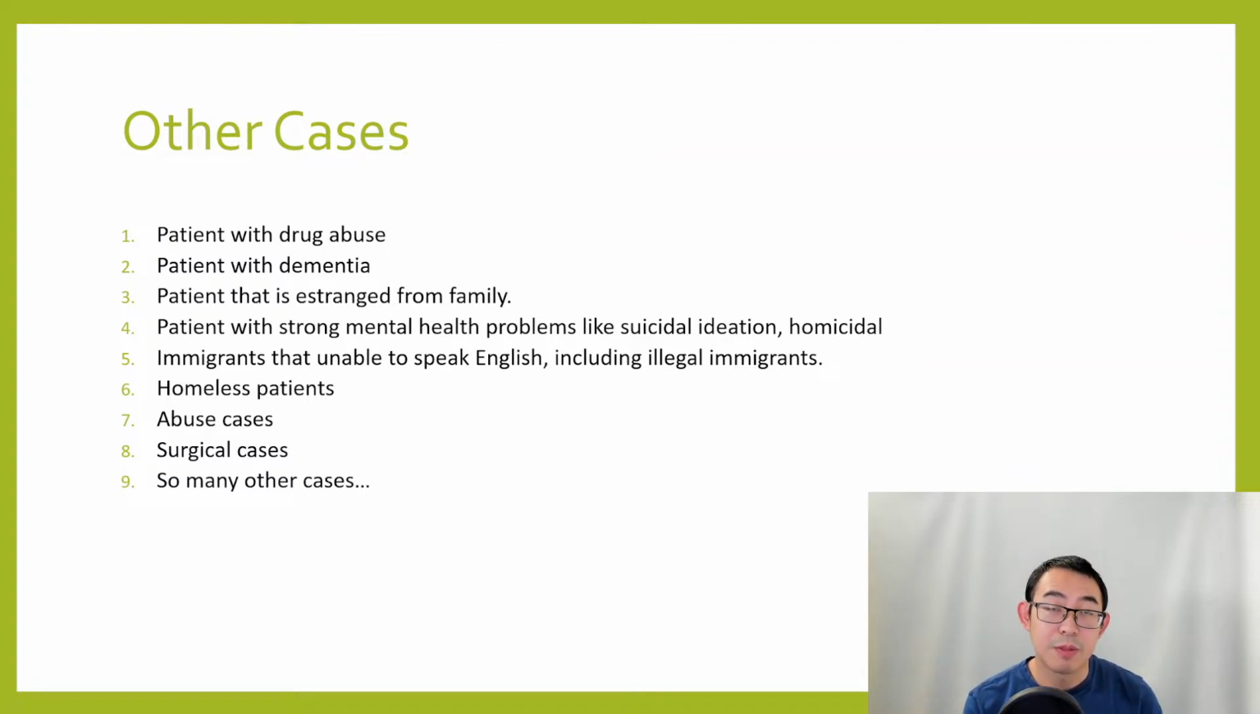Homeless patients. Another resource facility will be a homeless shelter. Abuse cases, where adult protective services will be involved, or if it's a child case, then child protective services will be involved. And how are we going to involve that? Surgical cases require a lot of care if there is a wound or non-healed wound, and so many other cases.